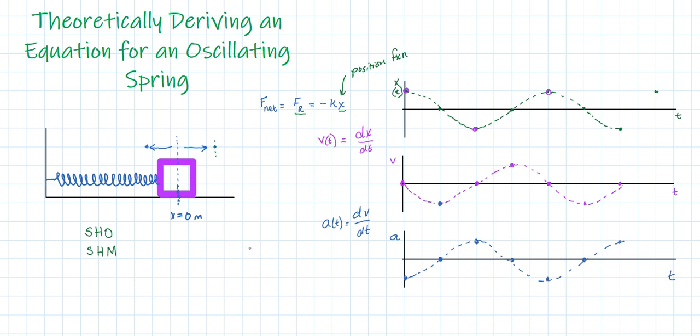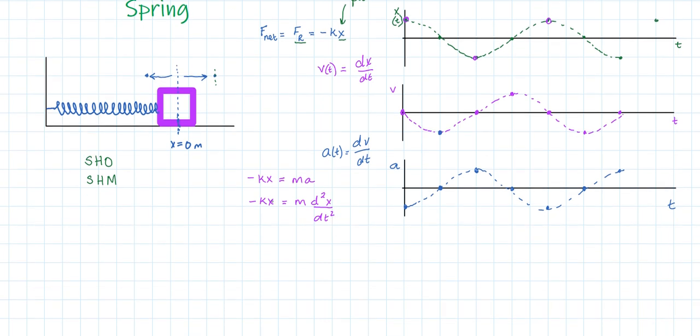I'm going to say that the restoring force, which I've said is negative kx, is equal to the net force, and I'm going to set that as m times a. Now I know that x is a function of time, and acceleration is going to be a function of x. So if I relate those two together, I get negative kx equals m times the second derivative of position, d squared x over dt squared. And there I have a differential equation that relates the position function to its second derivative.